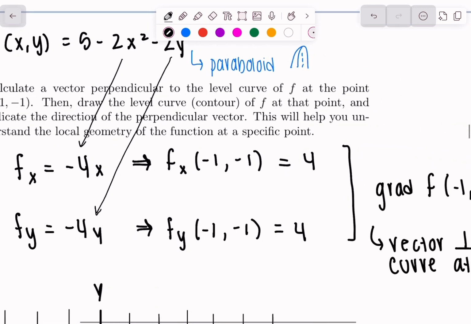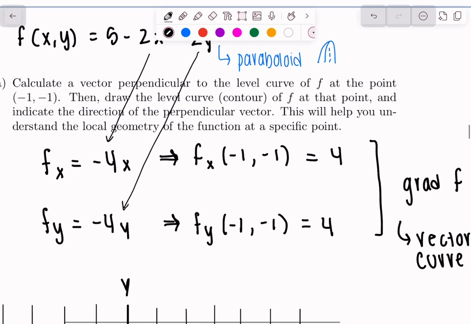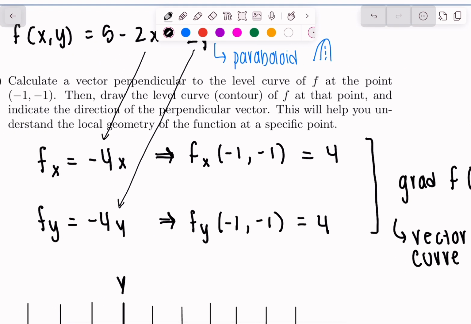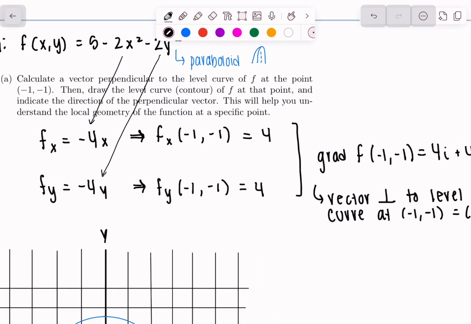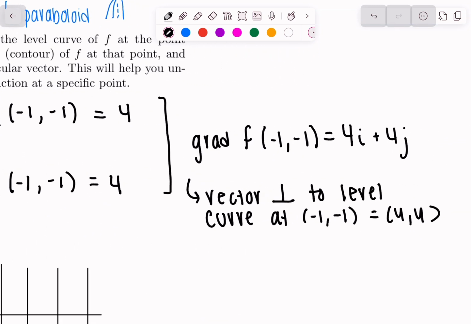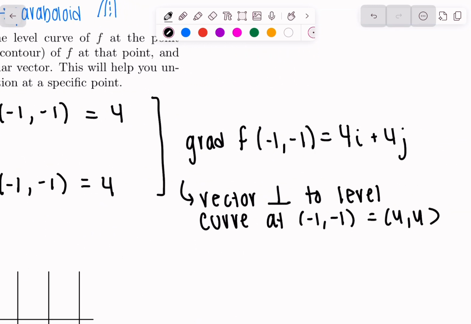Then, to find the gradient vector, we are going to plug in the point -1, -1 into each of those to get their result. So both of those are 4, because when we plug in -1 times -4, we get 4. And our gradient vector of f is going to be 4i plus 4j, and once again this is the vector perpendicular to the level curve at that point.